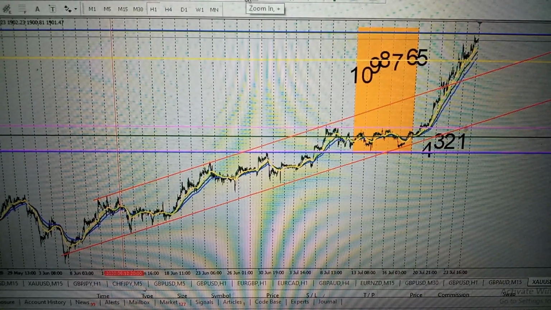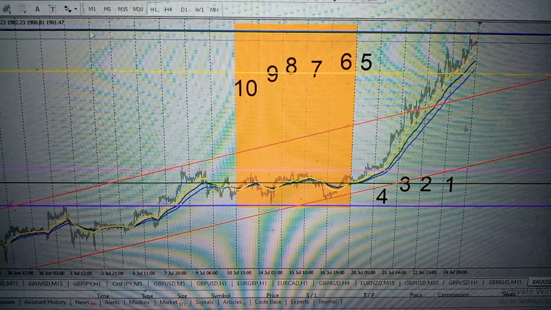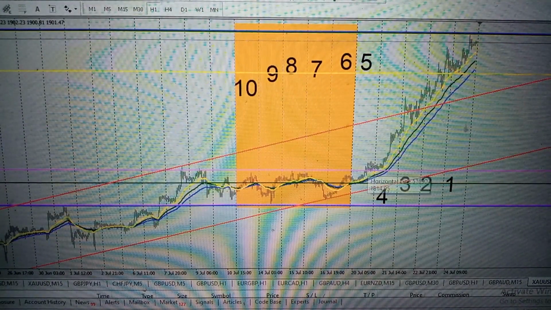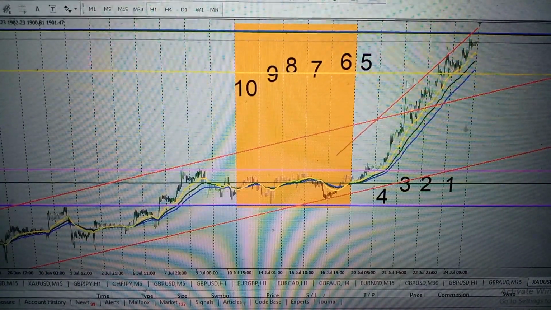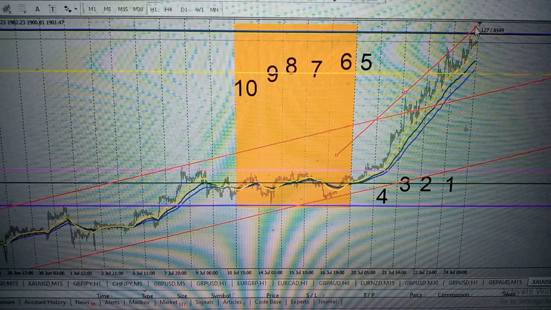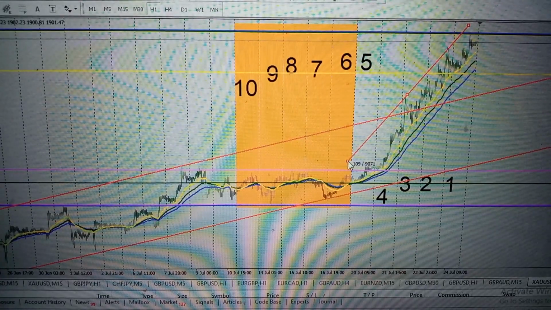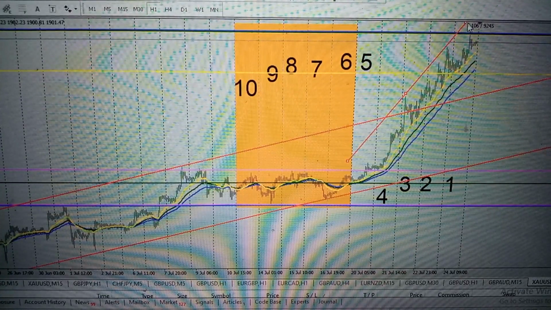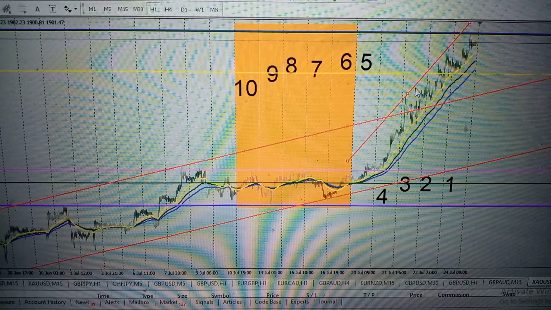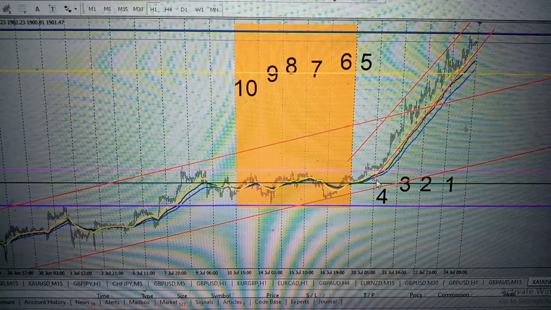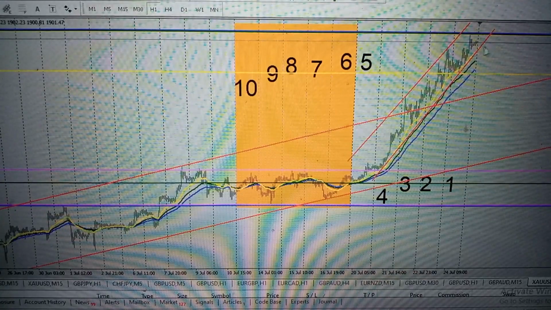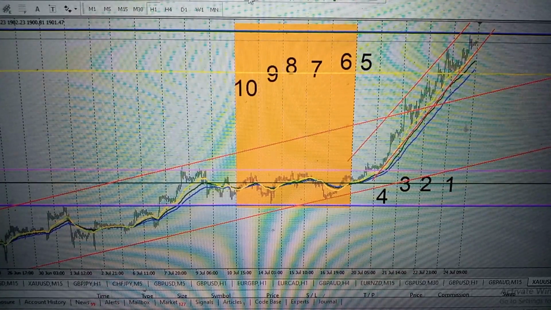Now if we zoom out, we can also have another trend line here. We can also have another trend line here, touching two or more tips. And we can have another one here. Okay.